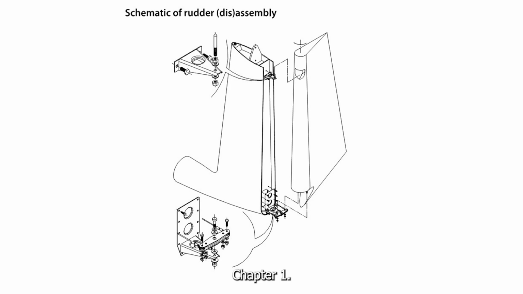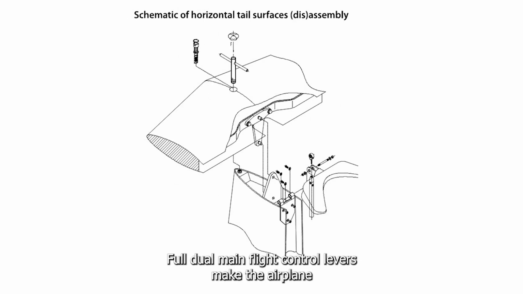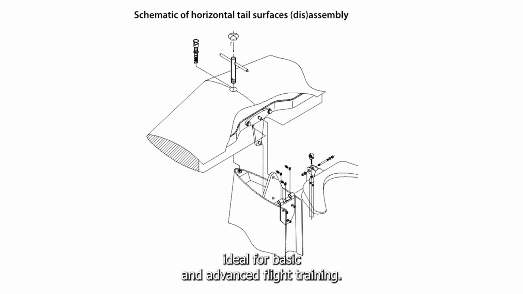Chapter 1. Airplane Systems Description. Flight Control System. Virus SW-80 features flap ailerons, elevators, and rudder as flying control surfaces. Full dual main flight control levers make the airplane ideal for basic and advanced flight training.